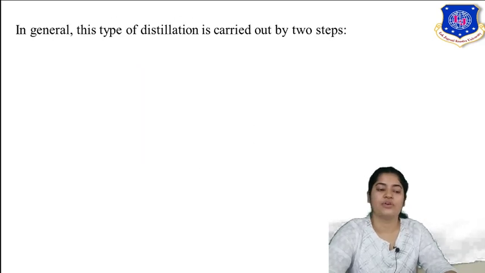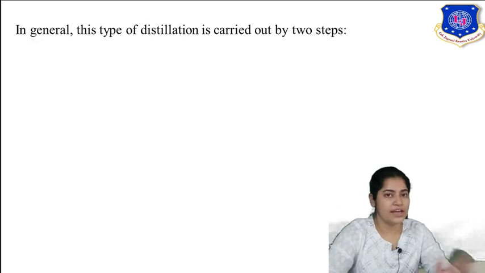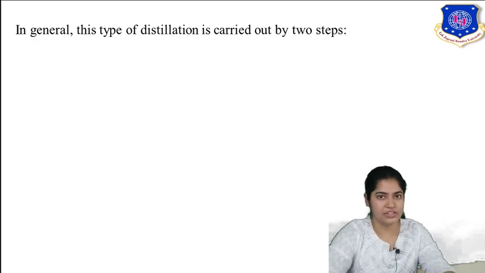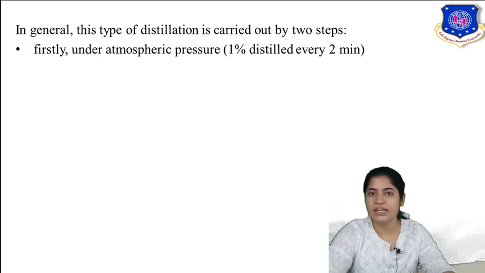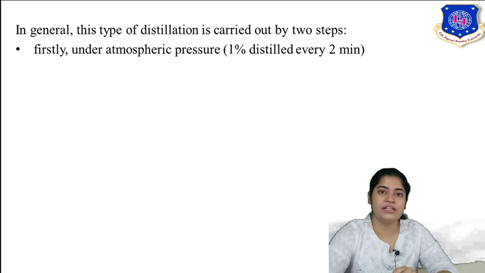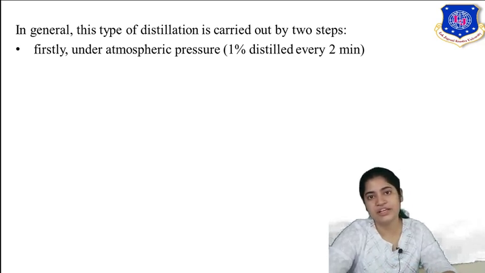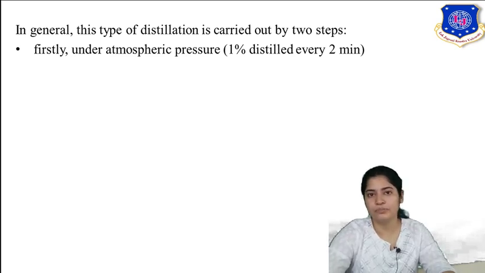Now, how is this experiment done, how is this distillation carried out? Firstly, under atmospheric condition, 1% is distilled every 2 minutes. You can obviously understand from it: initially, when you are subjecting your sample to heat, more volatile components will vaporize, so the distillation would be fast.